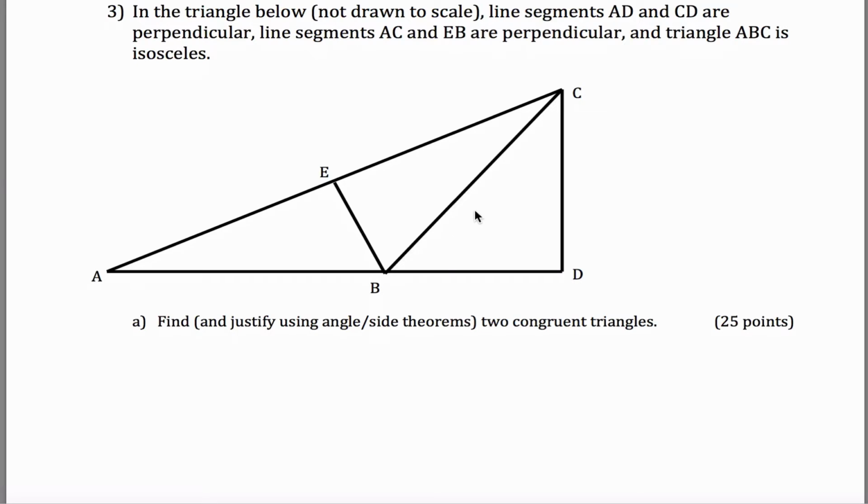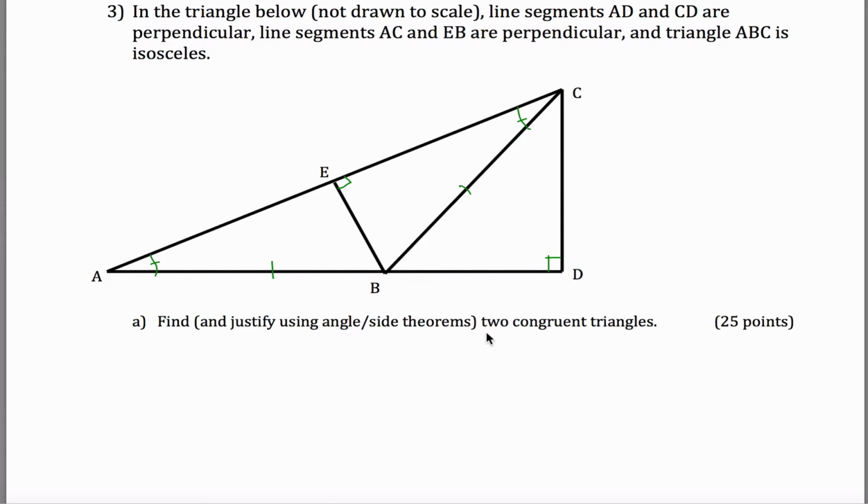In the triangle below, not drawn to scale, line segments AD and CD are perpendicular. Here's AD, here's CD. Those guys are perpendicular. Line segments AC and EB are perpendicular. There's AC, there's EB. They're perpendicular. And triangle ABC is isosceles. An isosceles triangle, the way we define it, has at least two congruent angles. So I have that side is the same as that side. And that turns out to imply that these angles are congruent, and therefore these sides are congruent.